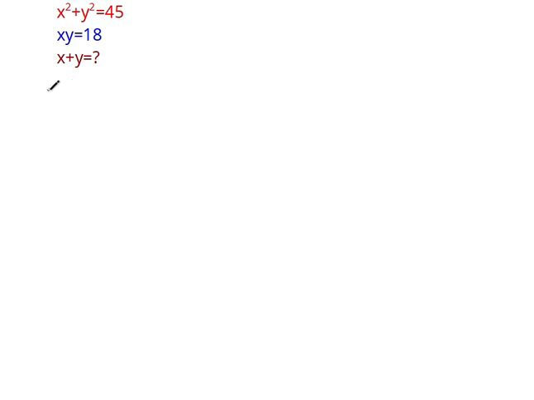Today we have an algebraic problem, very simple and tricky. We have two methods to solve it. We are given that x square plus y square is equal to 45 and xy is equal to 18. We have to find x plus y.